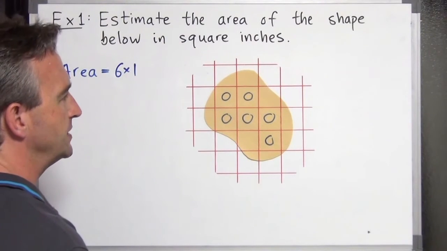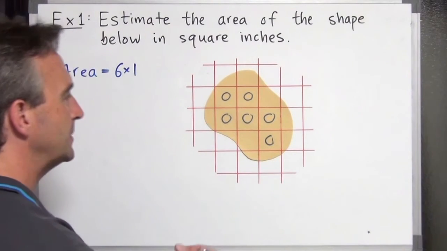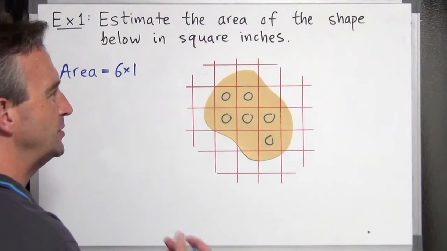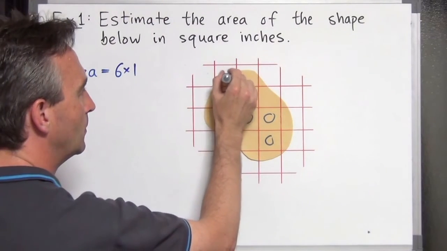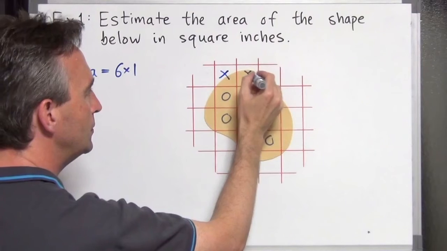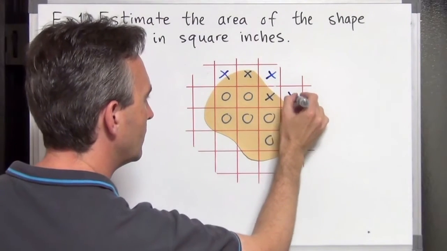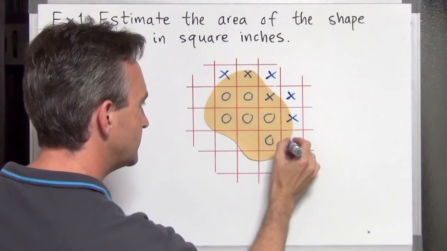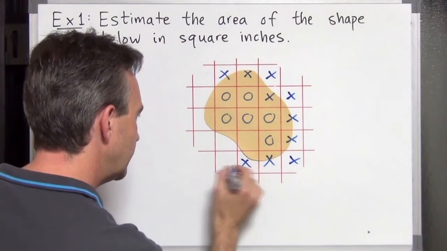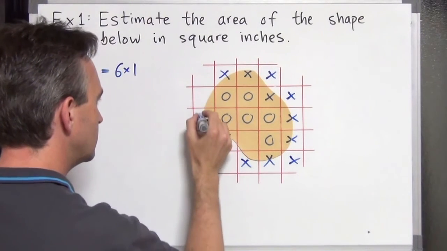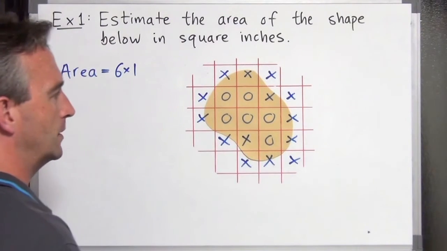And how many partial ones do we have? Some are going to be more than half a square inch, and some are going to be less than half a square inch, but I'm going to assume that on average, the partial ones are all half a square inch each. Let's count them. We've got 1, 2, 3, 4, 5, 6, 7, 8, 9, 10, 11, 12, 13, and 14, one more.